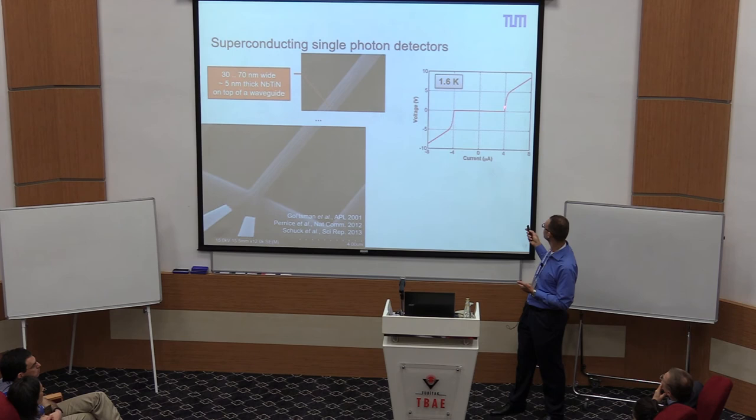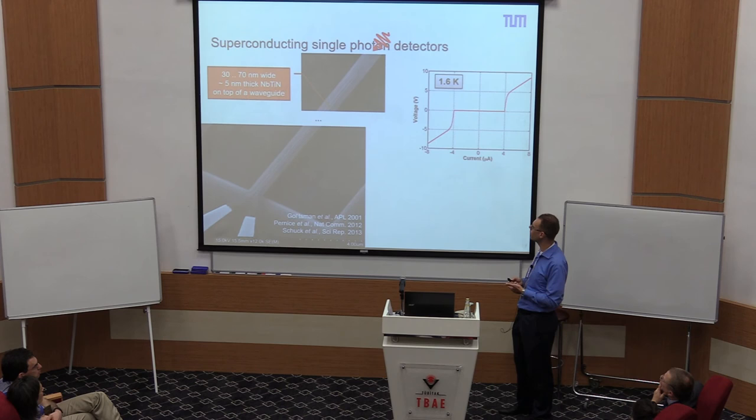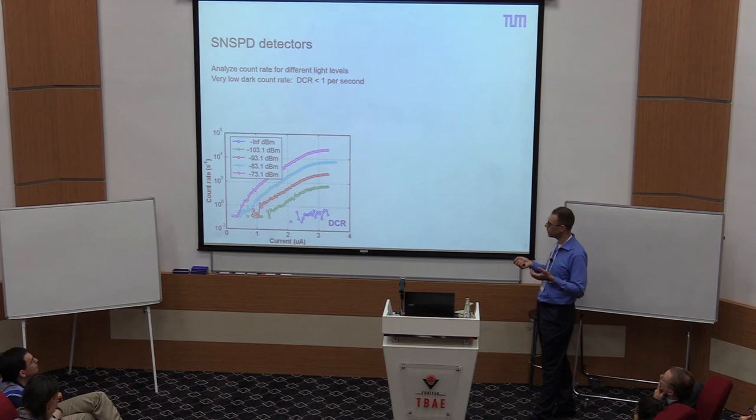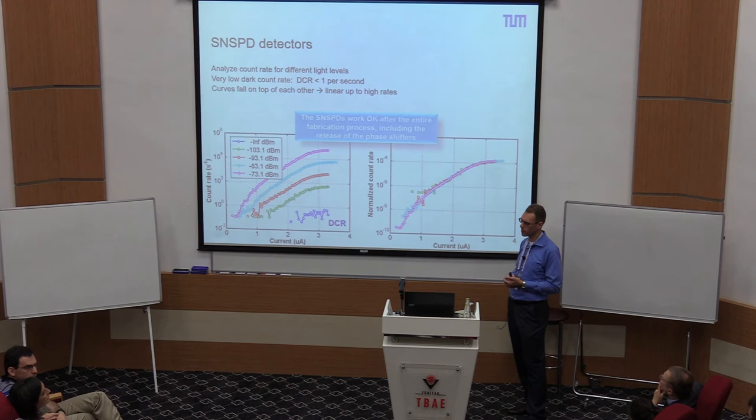But what we do is we apply a current in this superconducting region, and then we don't get any voltage. That's, of course, what we want. That's why we choose a superconductor. But what happens now if there's a photon traveling down this waveguide? It can be absorbed in the superconductor, momentarily breaking the superconductivity, and thereby generating a very short pulse with a duration of something like a nanosecond or so, and does that with extremely good efficiency. So, of course, I could now tell you a lot more about all these detectors, how they work, how efficient they are, and so on. But I think the bottom line here is that the fabrication of these superconducting detectors still works fine, even after we do this entire fabrication process of these very complex looking devices, including the release of the phase shifters.